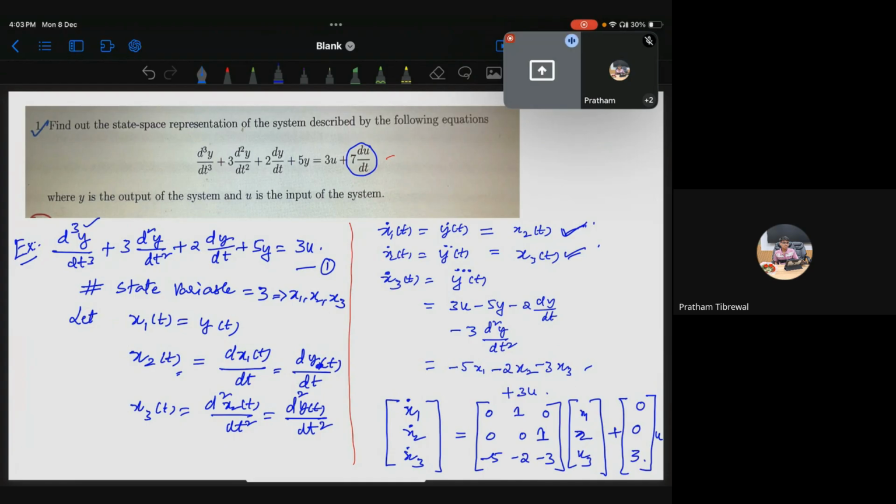Please check this method. If you are having any doubts, please ask me. Then we will enter into the main given problem, considering the 7 du by dt. Is there any doubt?